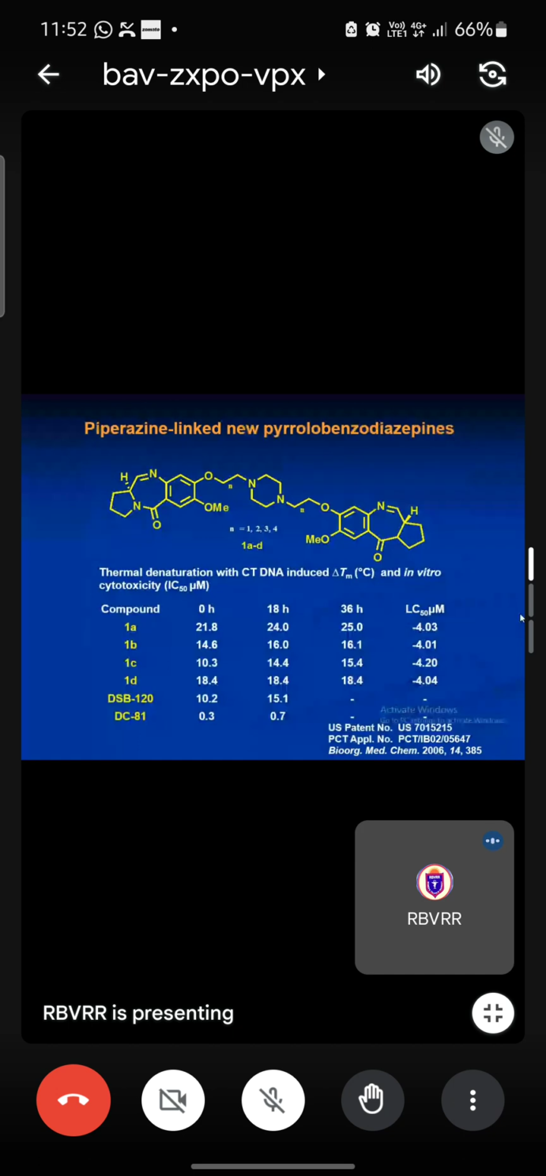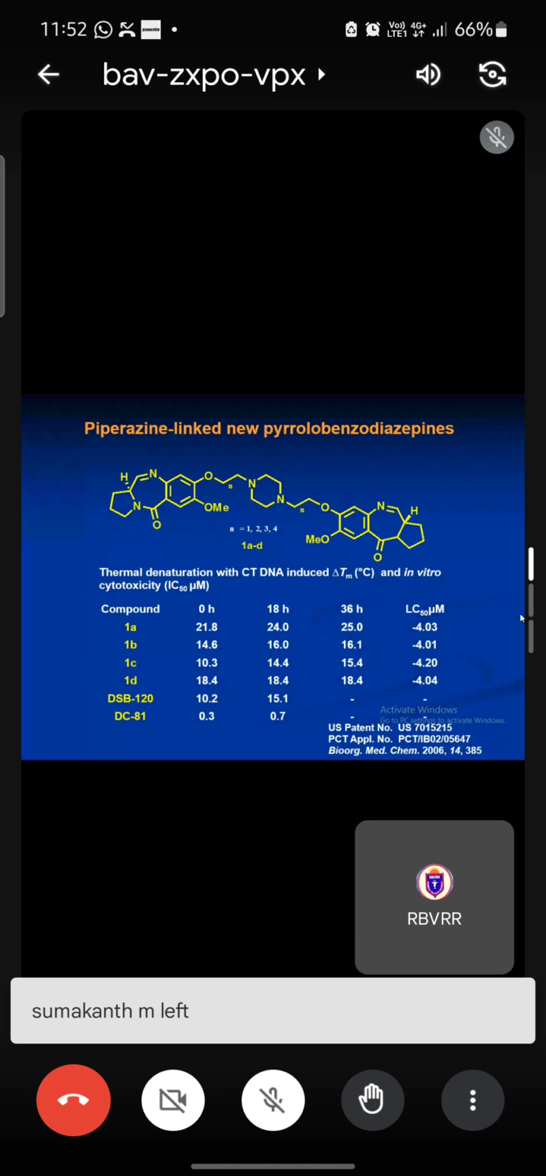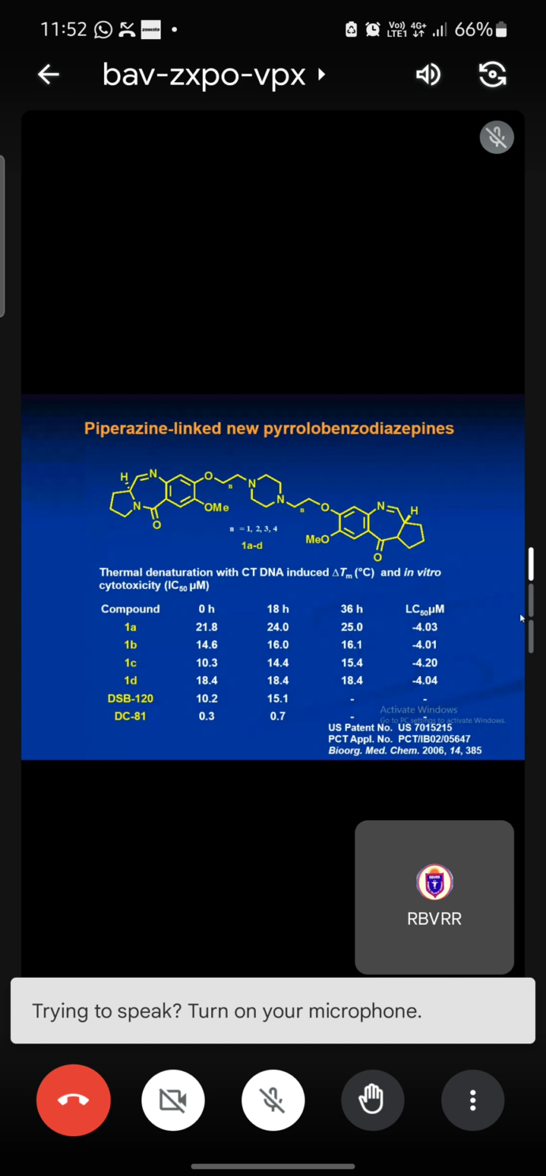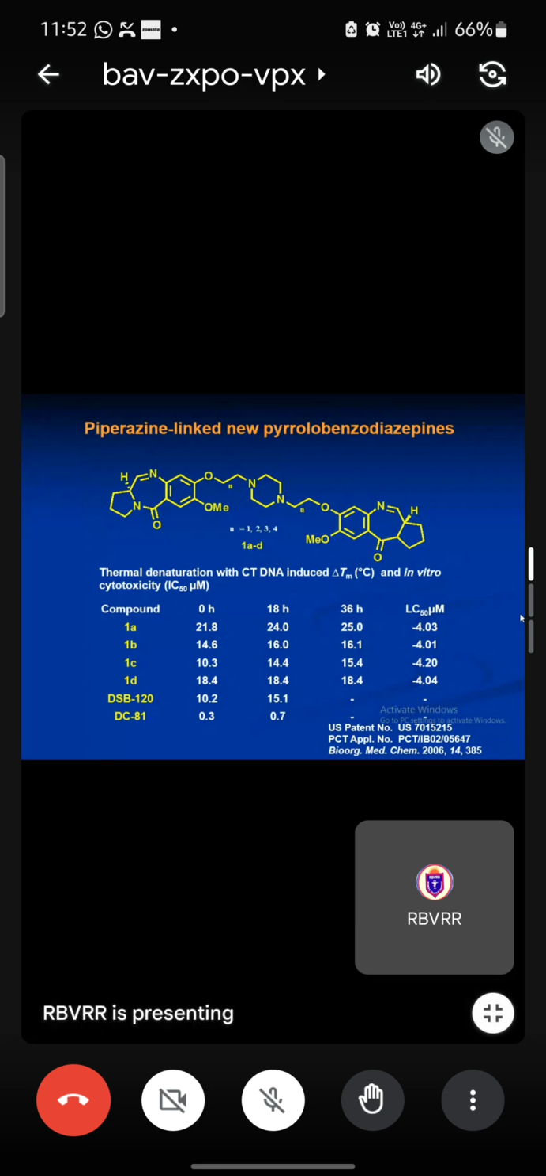So you can see the results here, these are the thermal denaturation studies. Maybe I should briefly tell you what that is, since it may or may not be known. How do you look into the DNA binding aspect in vitro? This is done through calf-thymus DNA, using thermal denaturation. That means you use this calf-thymus DNA, you add your compound to it, in certain quantities, and there are some details in that, which I don't know.